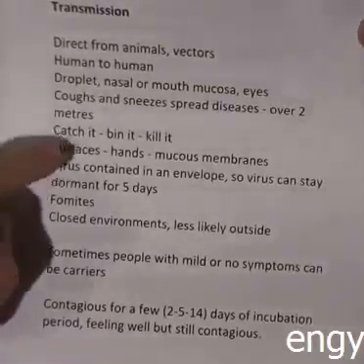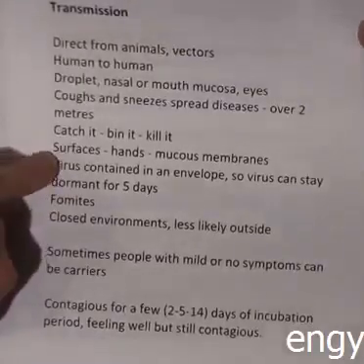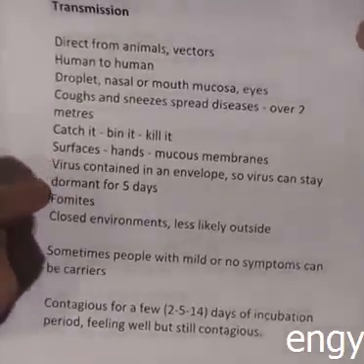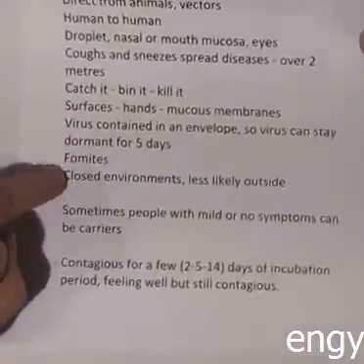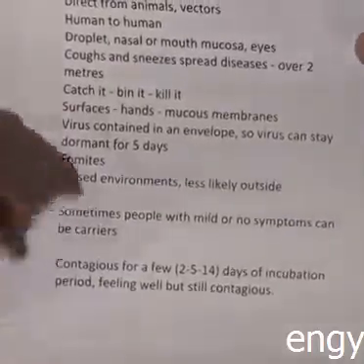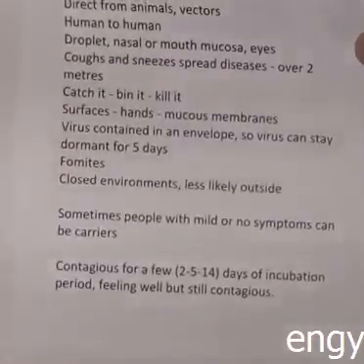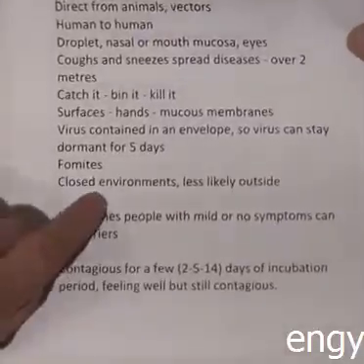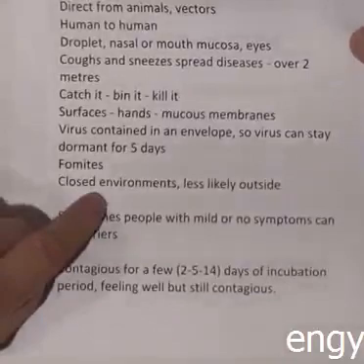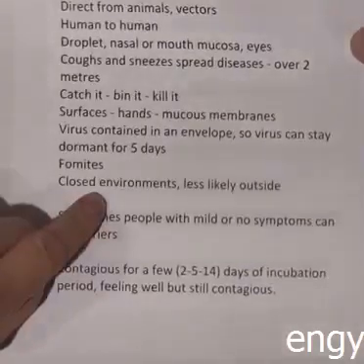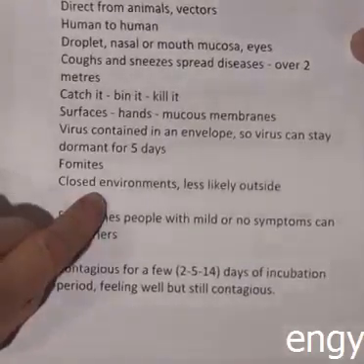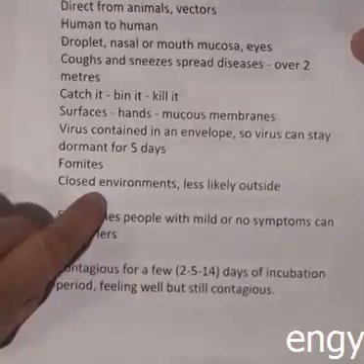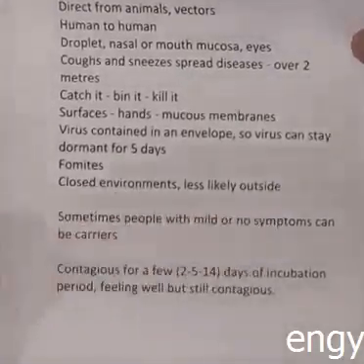So the virus can survive, so it can be direct droplet, or it can survive on surfaces for 5 days. And a fomite is anything which is not alive that transmits infection. So a surface could be a fomite. An enclosed environment is much more likely to be contaminated. So if you're in an aeroplane or a bus or a train or a car or a small room with someone who's infected, you're much more likely to catch it, much less likely outside, fortunately.